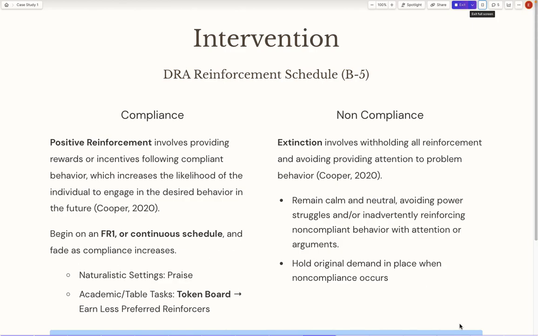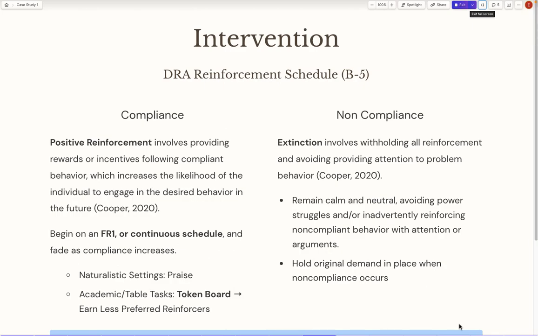In naturalistic settings, praise from a caregiver was used as the primary reinforcer, and that was often paired with an excited tone and or high five, for example. And then during academic or table work, a token board was used for steps of work completed without engaging in non-compliant behaviors. So the token board, he would earn 1 token each time he completed one of the steps of the task. And then when he completed the token board, he could exchange those tokens for his reinforcer, his backup reinforcer.